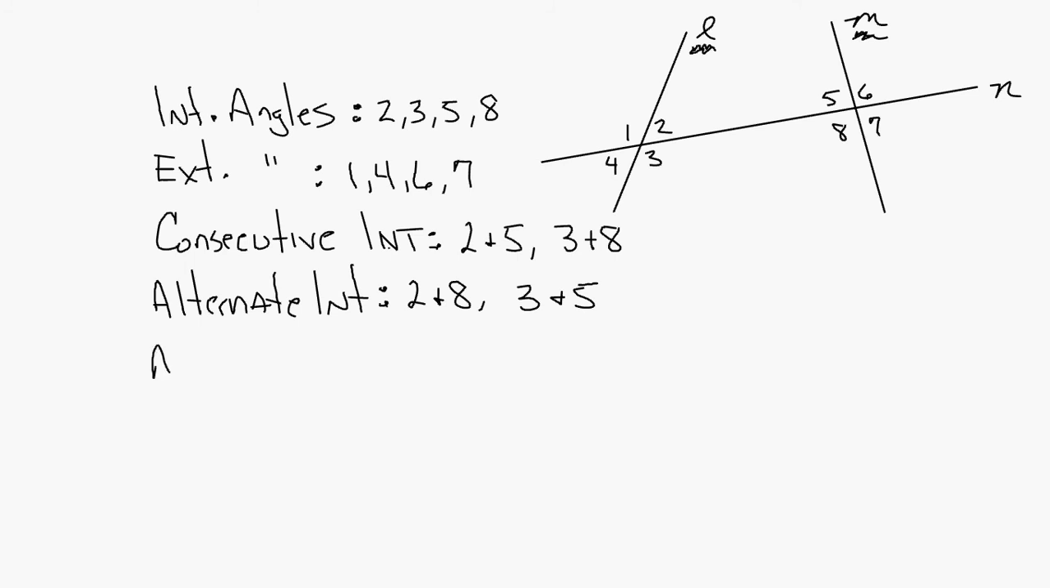Alternate exterior. 1 and 7. Very good. And if 1 and 7 are one pair of alternate exterior, what's the other pair? Good. 4 and 6.